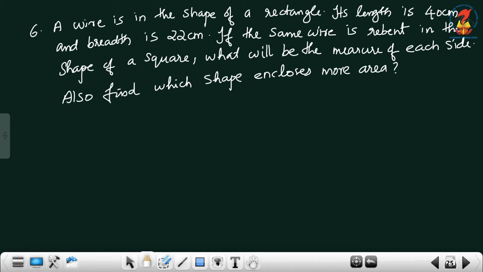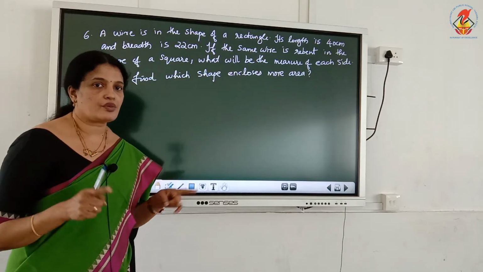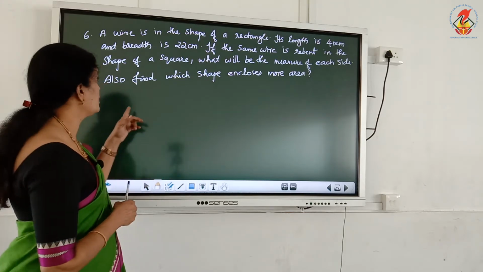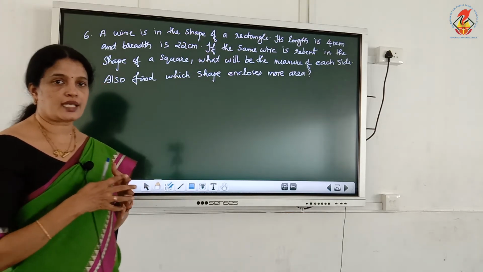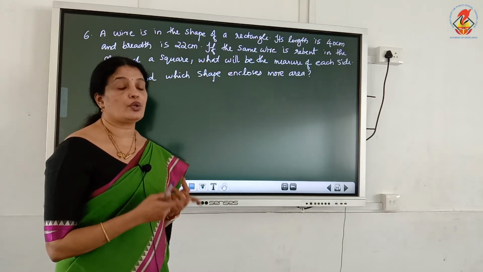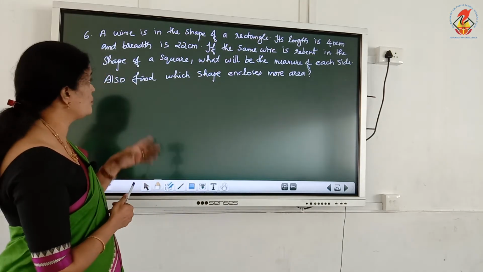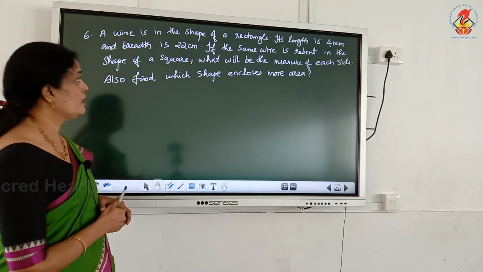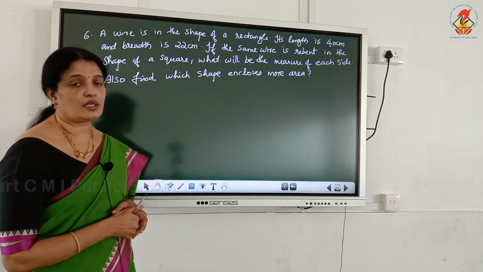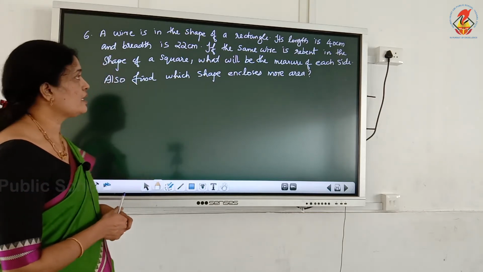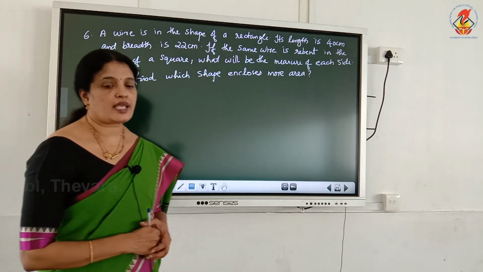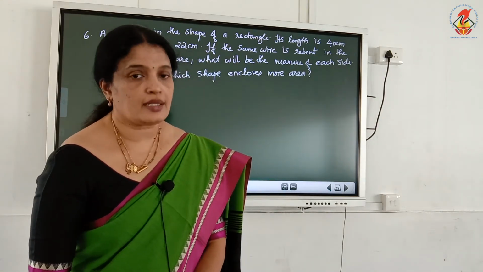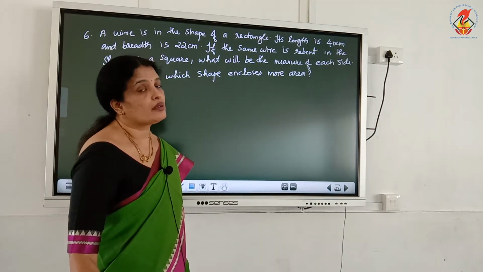First, using that wire, you make a rectangle. What is the length of the rectangle? 40 centimeter and breadth equal to 22 centimeter. Using the same wire, next you can make a square, with the side not given. We have to find out the length of the side of a square. Here, when the same wire is bent in the shape of a square, it means the perimeter will be the same.